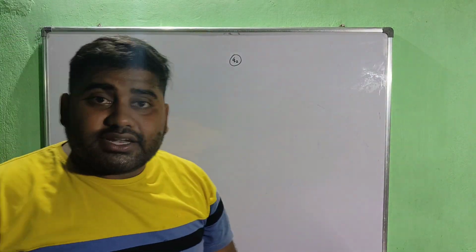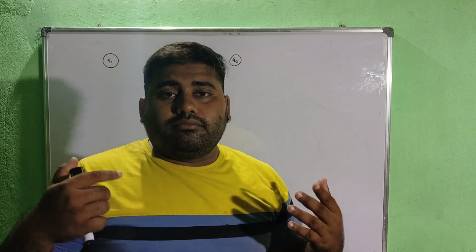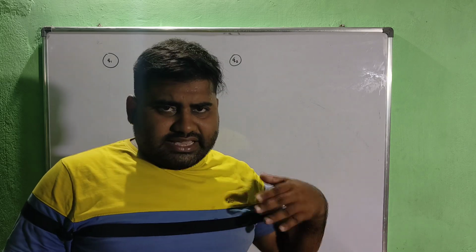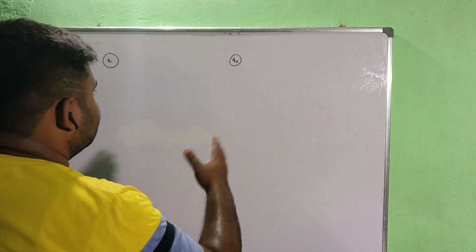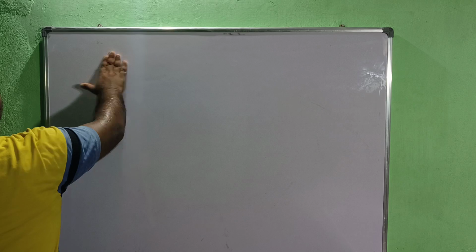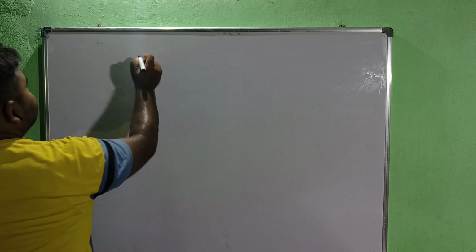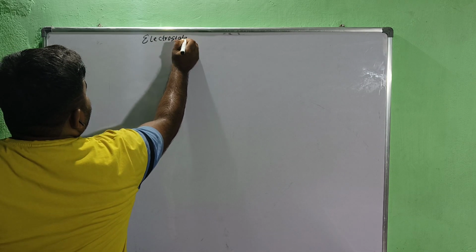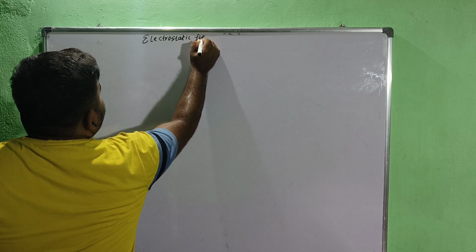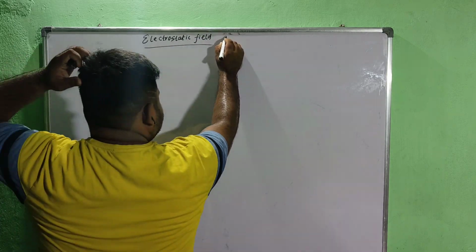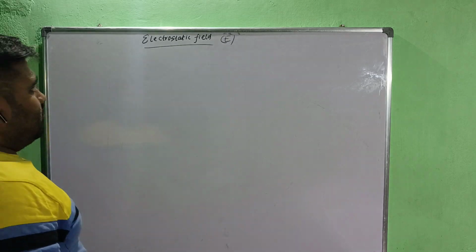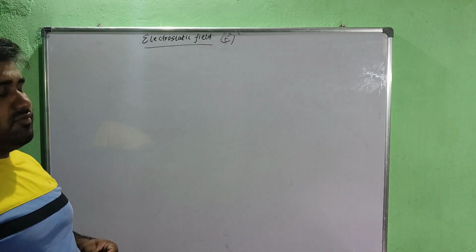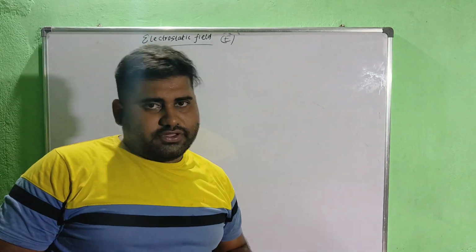And in order to understand this force, we need to assume or consider a field known as electrostatic field. So let us now take our view on electrostatic field. So what is electrostatic field? Electrostatic field or electric field, whatever you can say, it is denoted by E. In order to explain electrostatic force, we have to explain electric field.